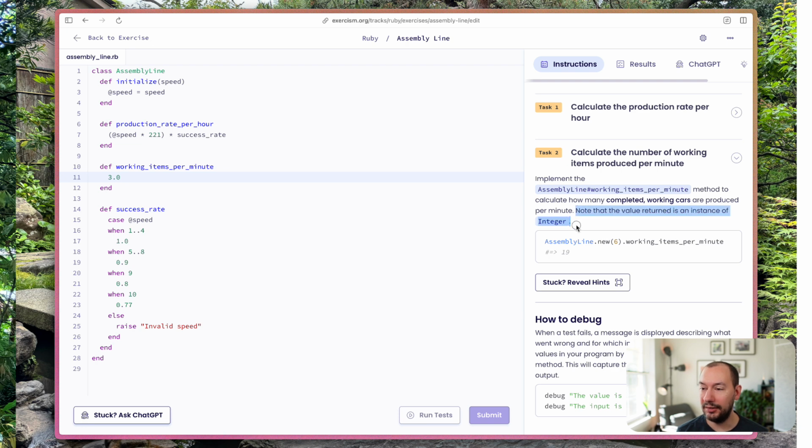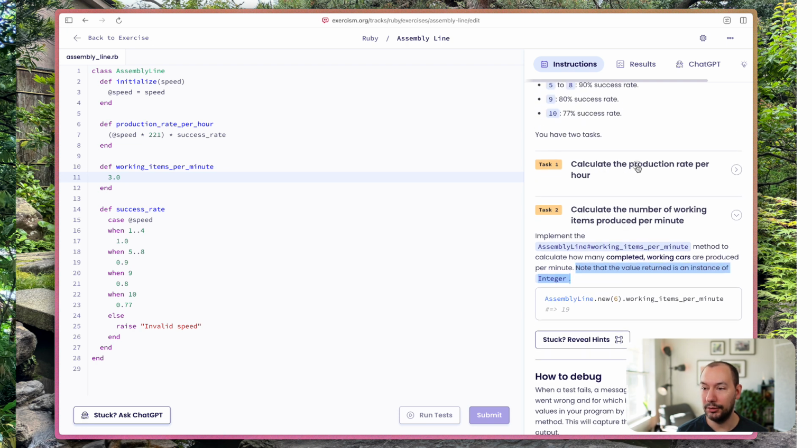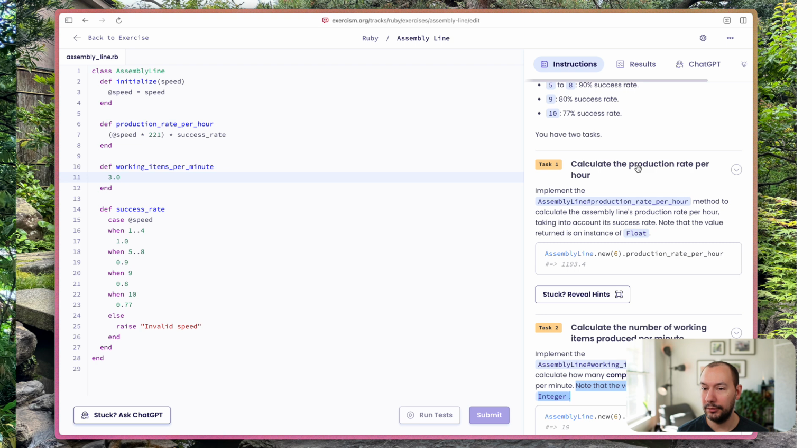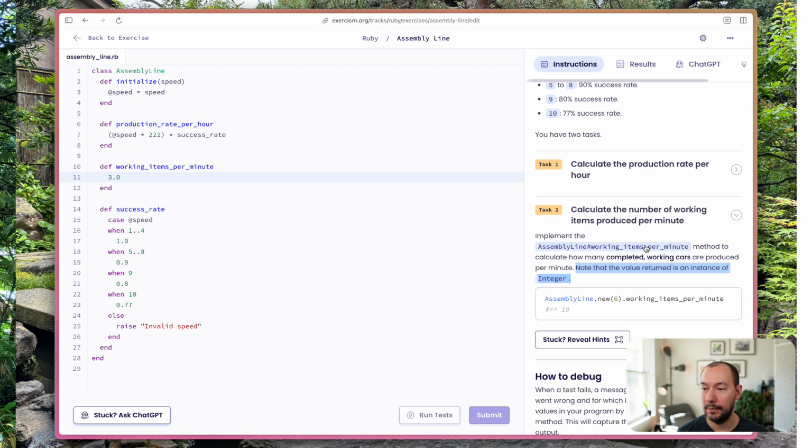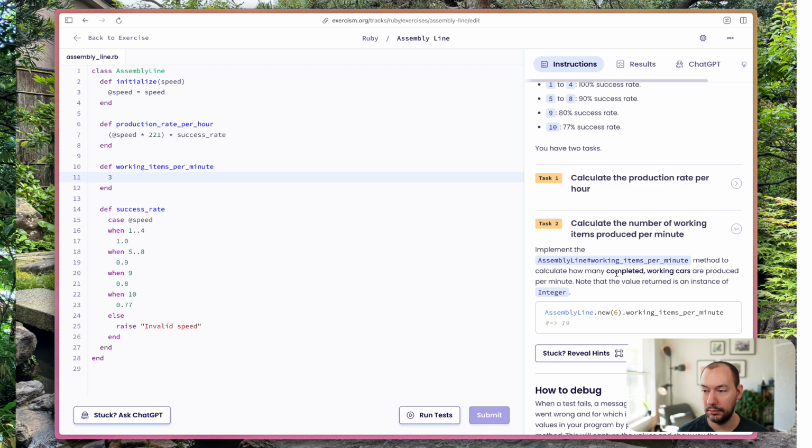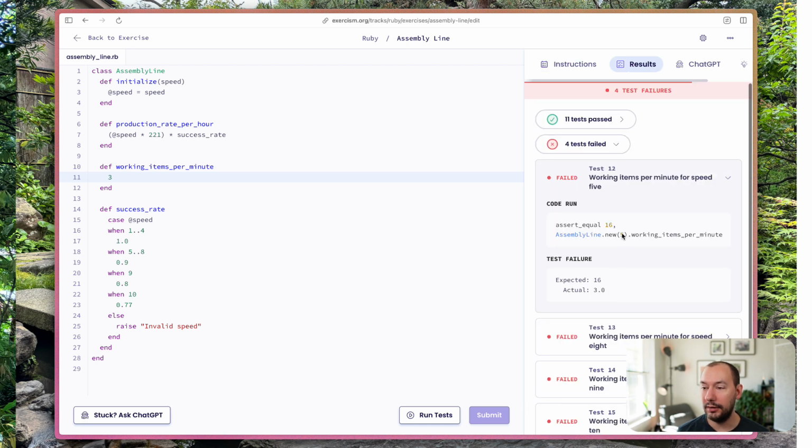So it's telling us specifically that it returns an integer, and this returns a float. But it doesn't really seem like these exercises actually care about that. That's kind of curious to me. Maybe it's my lack of understanding of what these are supposed to be doing. Okay. But if we look at the test, we're just going to work with this one.